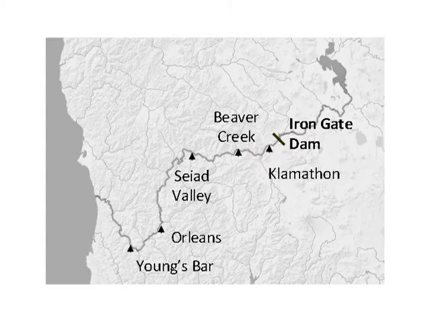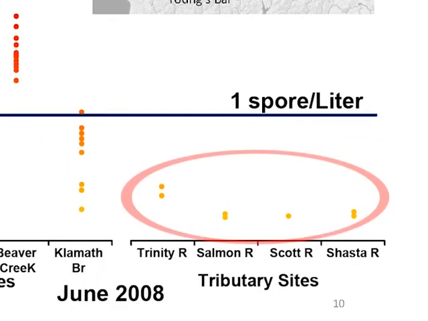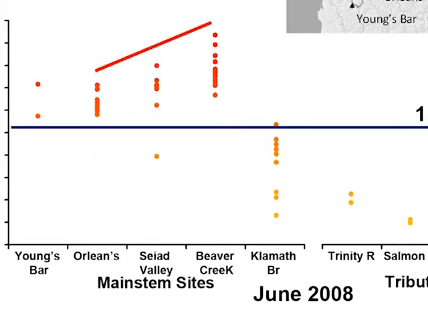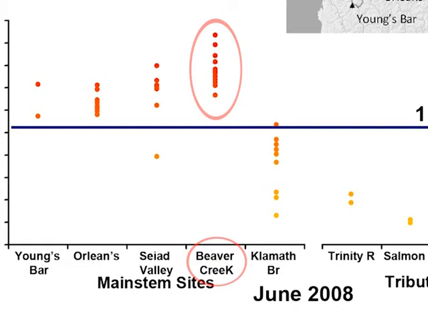So for instance, we can look at where the parasite is distributed in the Klamath River, and we can see that tributaries here on the right-hand side contribute very little parasite to the main stem, and we can see our hotspot of our index sites is actually here at Beaver Creek. It has the most parasite present.